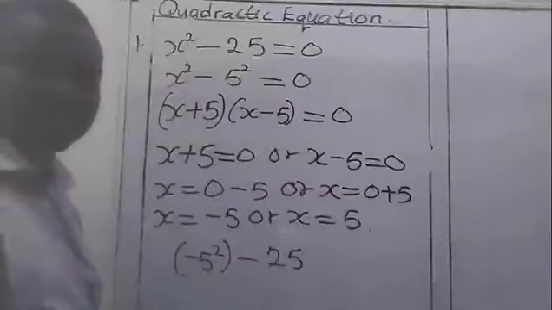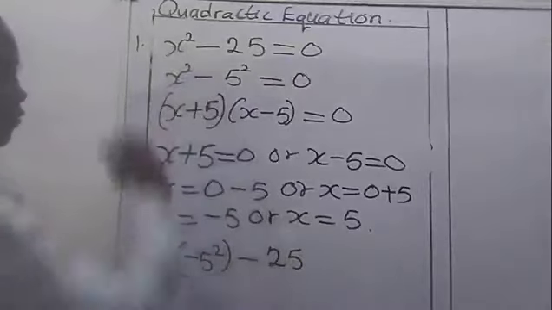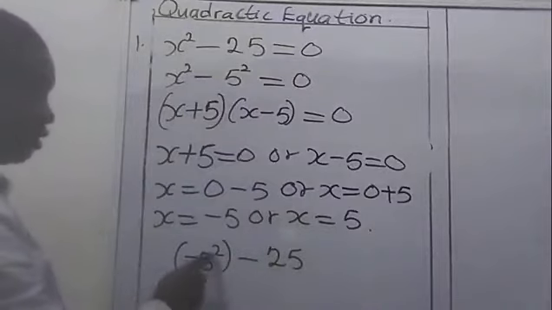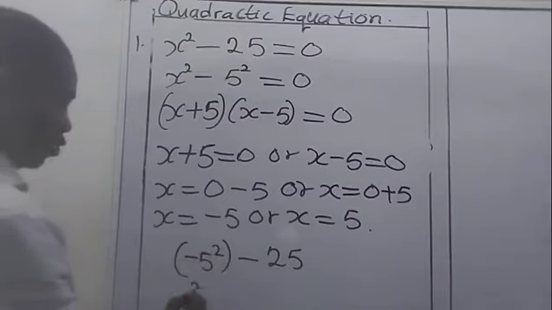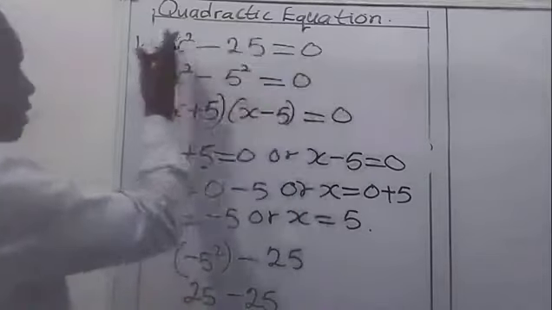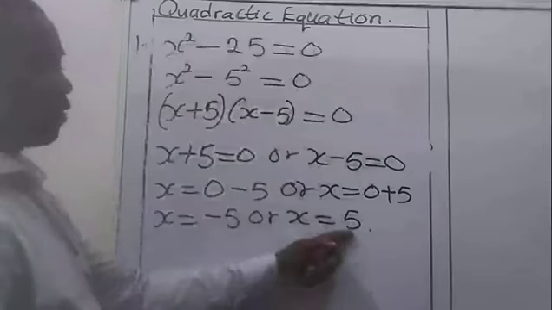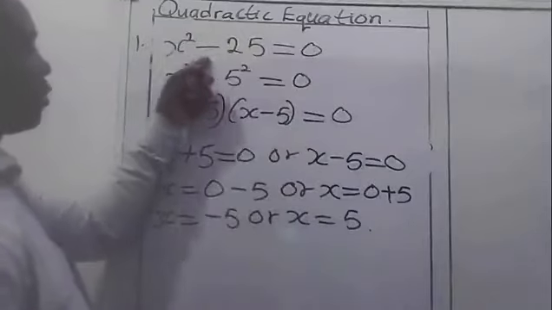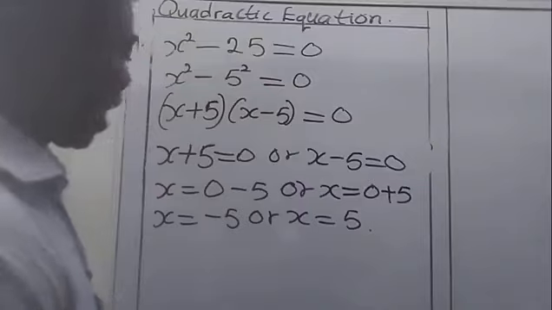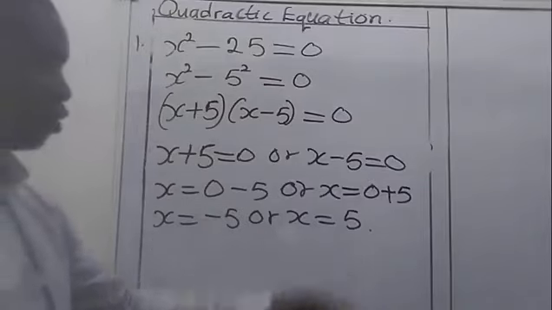We are just testing if the values of x give the correct answer. So minus times minus will give us plus. Since this one has power, 25 minus 25 equals 0. So the left hand side is equal to the right hand side. Same goes for 5. If you put 5 here, 5 squared minus 25 is equal to 0, because 5 squared is 5 times 5. So x is either equal to negative 5 or x is equal to 5.